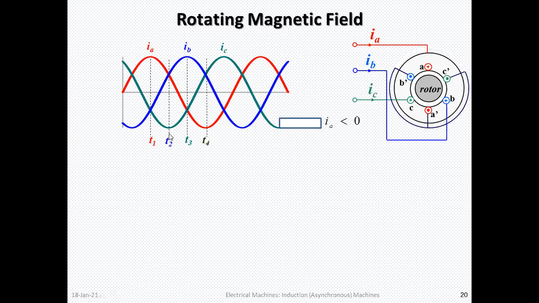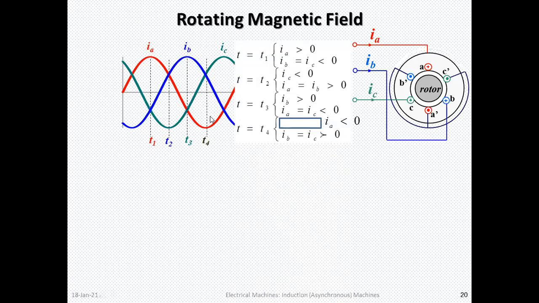Same in the case of time T2, the current flowing in phase A and phase B is positive, but the peak is half here. And for phase C, it is negative with the peak value. Like that in T3, the current in B is at peak with positive value, and phase A and phase C have a negative value with half of the peak.